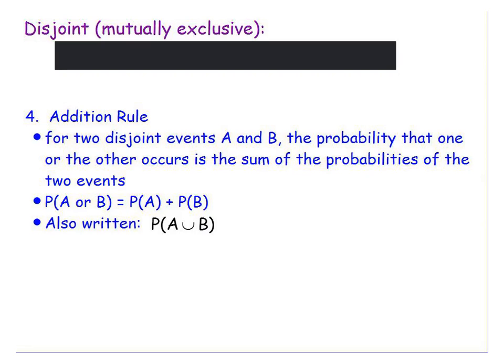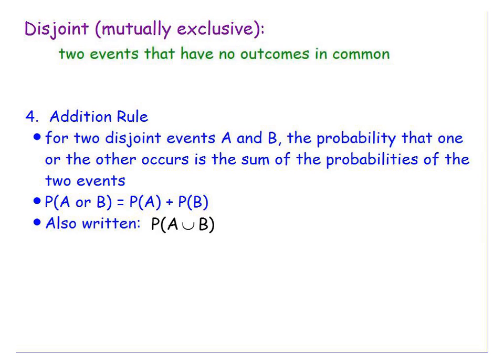We are going to continue chapter 14 by looking at our probability rules. But before we look at rule number 4, we need to talk about what the term disjoint means. You will also hear mutually exclusive used to also mean disjoint. So the definition of disjoint is two events that have no outcomes in common.